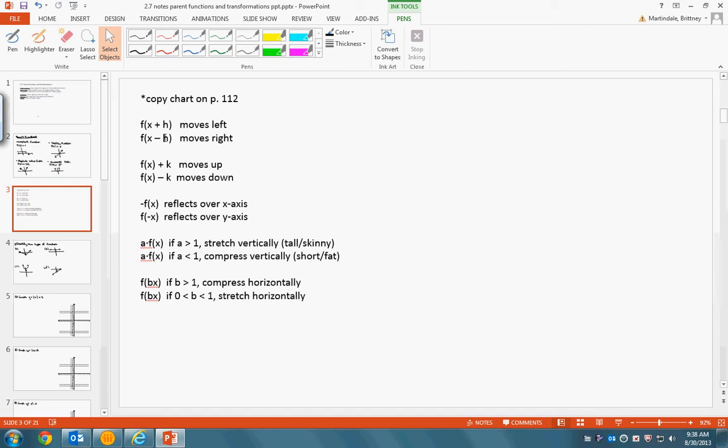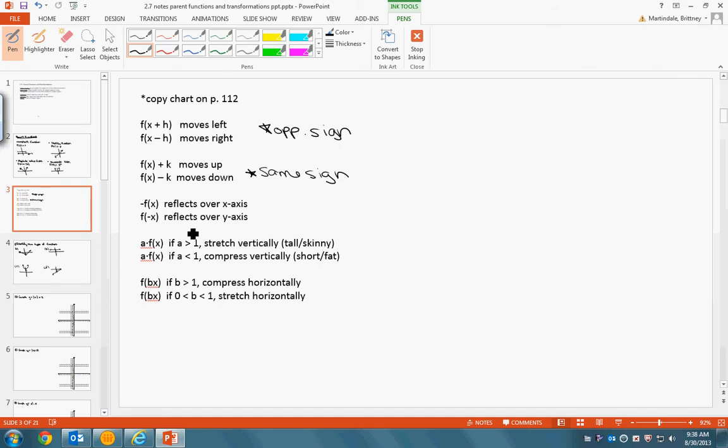So the first one, f of x, if it's inside the parentheses, you're going to move left or right. You're going to go opposite of the sign. Opposite sign. So for example, this has a plus sign, so you're going to move left. This has a minus sign, so you're going to move right. If it's outside the parentheses, like these two, it's going to be the same as the sign. It's going to be up or down and the same as the sign. This is a plus sign, so you go up. A minus sign, so you go down.